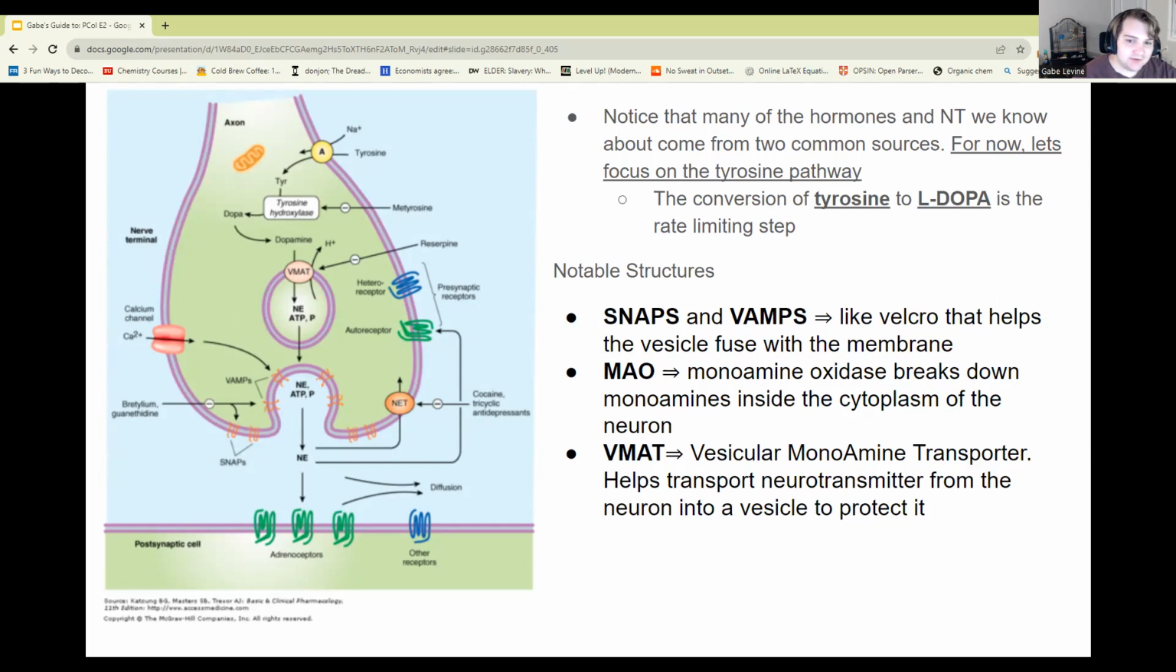Any questions so far about these two different neurons? So we have a cholinergic neuron, and we have our adrenergic neuron. So one releases acetylcholine, the other one releases norep and epi. Pretty much. Yep. All right. Thank you.